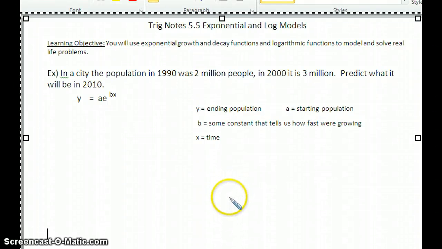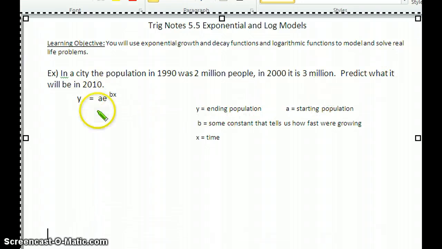This video is going to cover Trig Notes 5.5. We're going to be dealing with exponential and logarithmic models. In other words, story problems that we can solve by either using an exponential equation or a log equation.